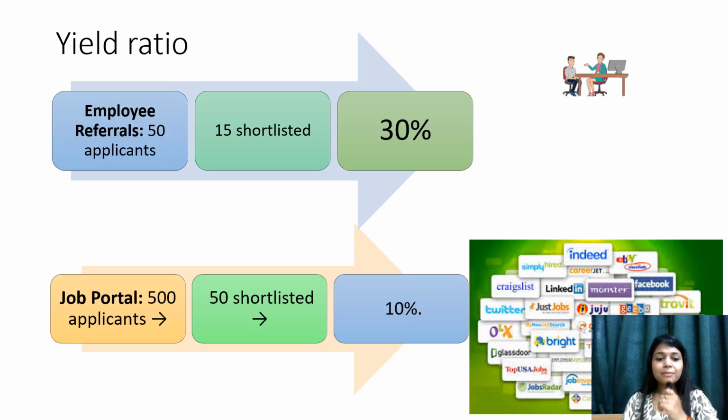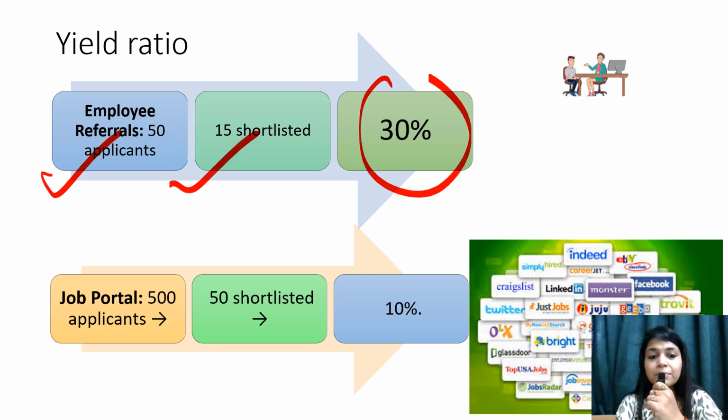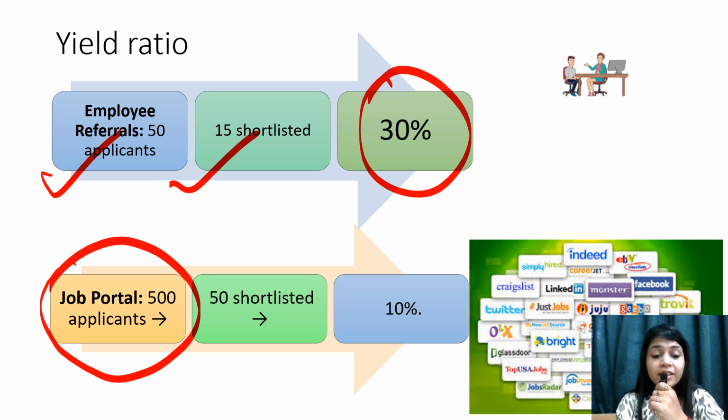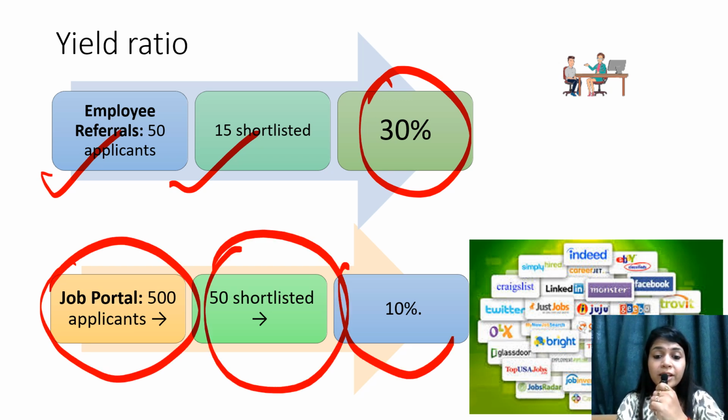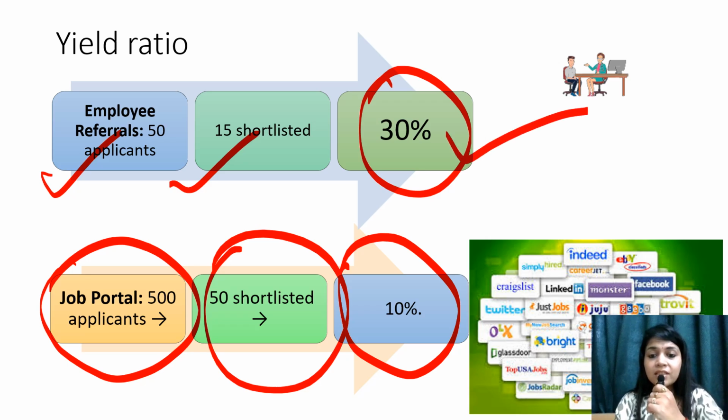Another example, the same thing: employee referrals, 50 applicants, 15 were shortlisted, so 30% is the yield ratio. And in job portal, 500 applicants were there, 50 were shortlisted, so 10% is the yield ratio. So which one is more effective in this case? The 30% one.